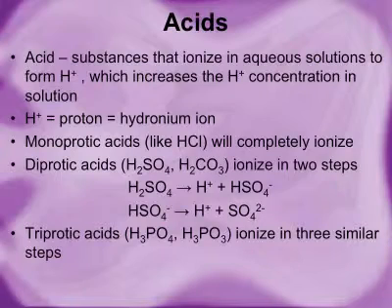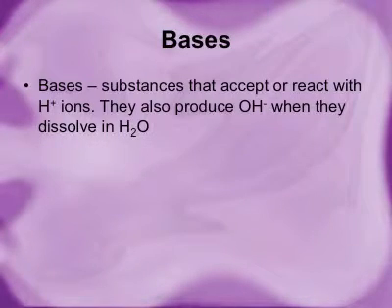Let's talk about bases now. Bases are substances that accept or react with hydrogen ions. Sometimes they produce hydroxide when they dissolve in water, but not always. I don't want you to just get focused on looking for hydroxide, because I'm going to show you an example in a second that does not have hydroxide. Bases can do two things. They can accept or react with hydrogen, so they can gain a hydrogen, they can bond with a hydrogen, or they can create hydroxide. So when you look at bases, you need to look for both of those things.